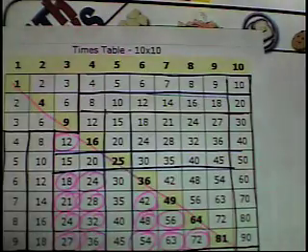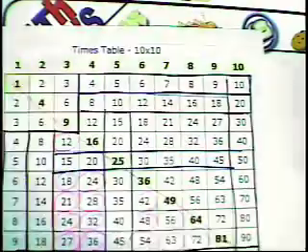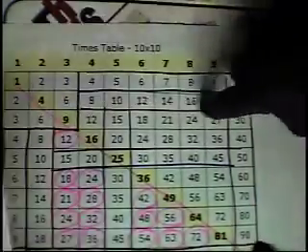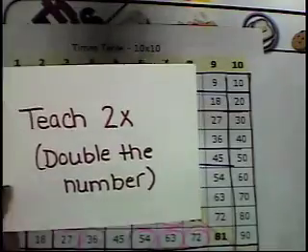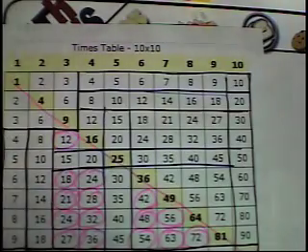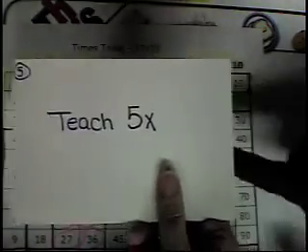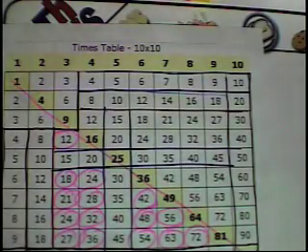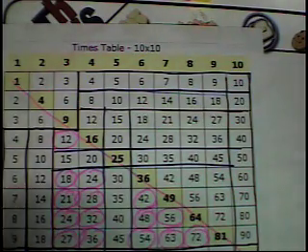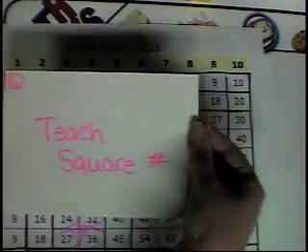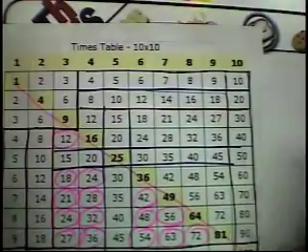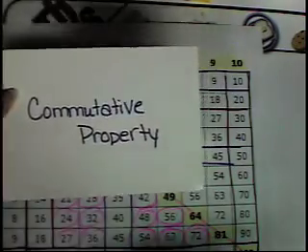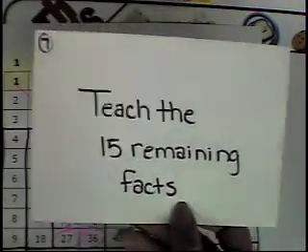Then we're going to teach the doubles. The 2s and the 2s. Again, young kids know their doubles. It's amazing how they know their doubles. Then we're going to teach the times 5s, my middle ones with the cross. And then we're going to teach the square numbers, the ones that go down on the diagonal. And when that's all said and done, because of the commutative property, there's only the 15 remaining facts.